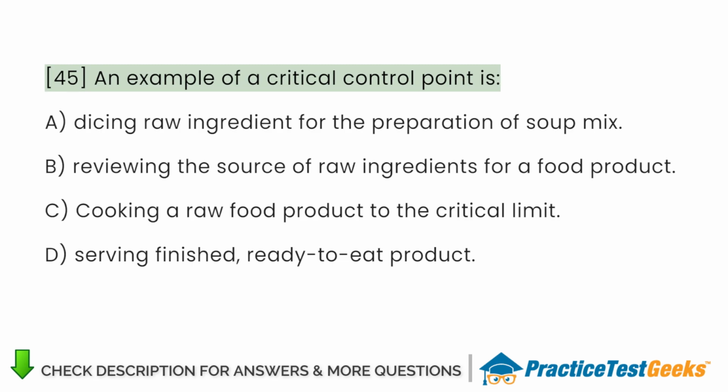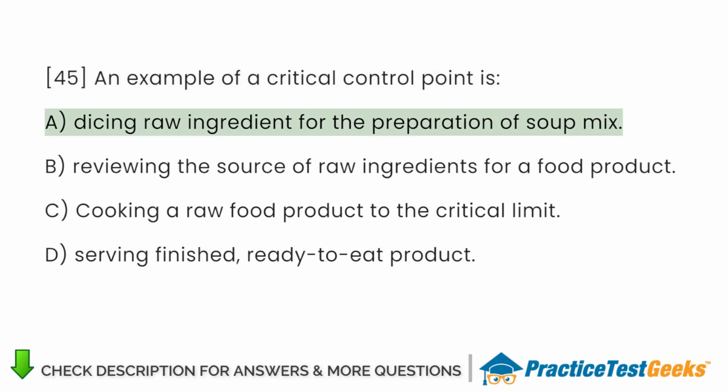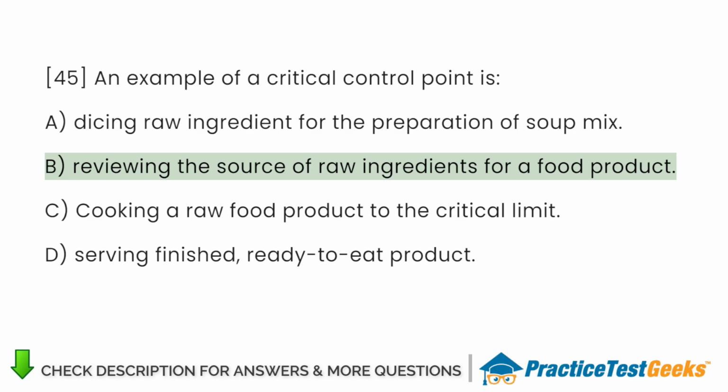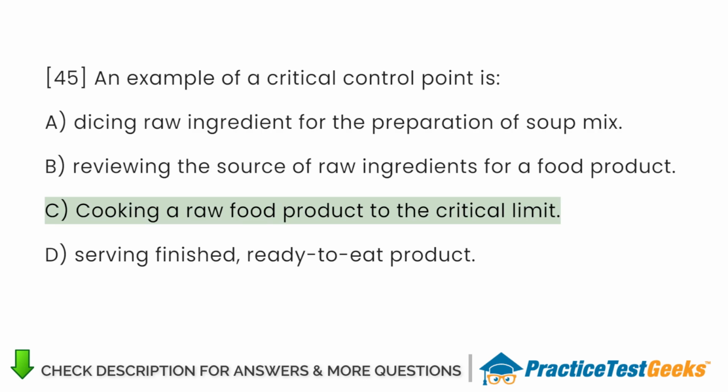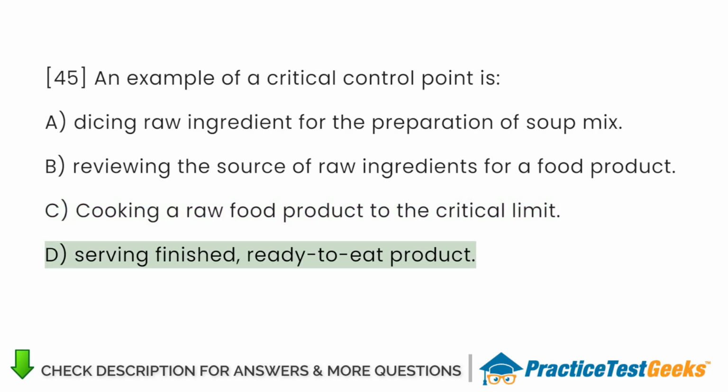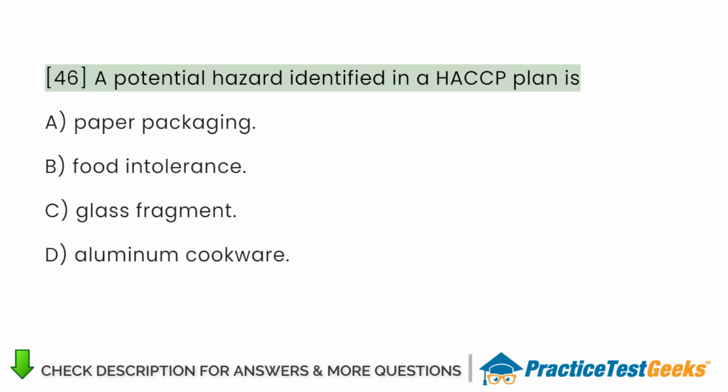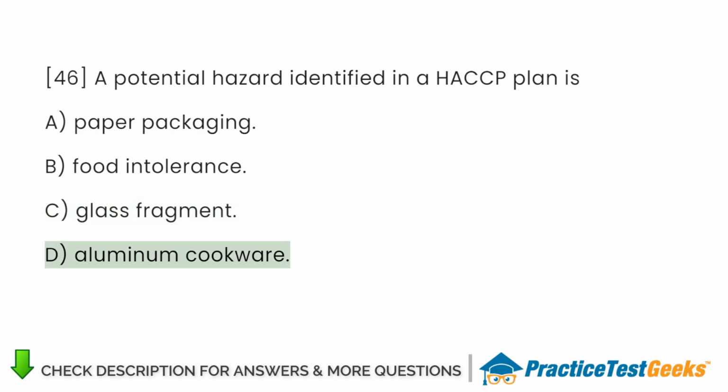An example of a critical control point is A. Dicing raw ingredient for the preparation of soup mix. B. Reviewing the source of raw ingredients for a food product. C. Cooking a raw food product to the critical limit. D. Serving finished, ready-to-eat product. A potential hazard identified in a HACCP plan is A. Paper packaging. B. Food intolerance. C. Glass fragment. D. Aluminum cookware.